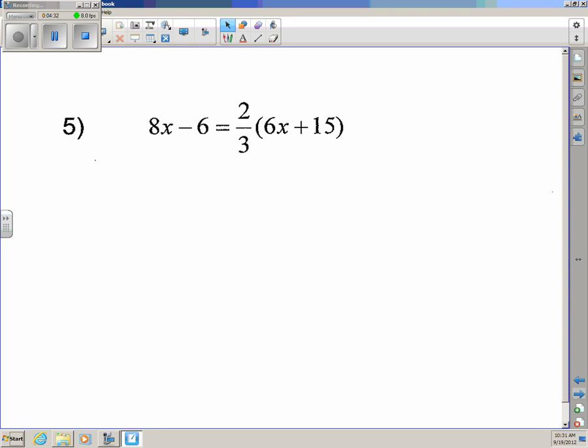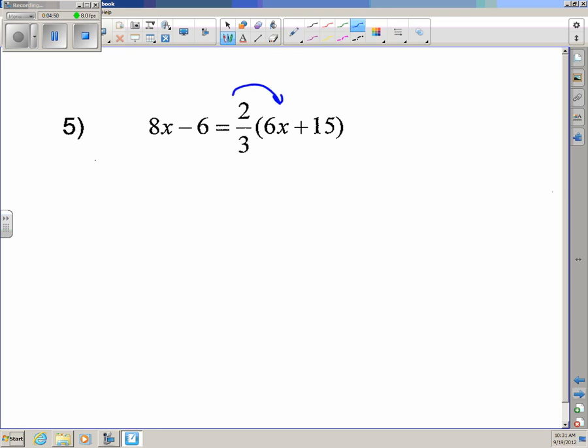So again, always look to see if you have a fraction, and if that fraction divides in evenly into whatever you need it to divide evenly into, then you actually do that. If it doesn't, then that's when you maybe want to multiply both sides of the equation by the denominator. So here's what's going to happen here.